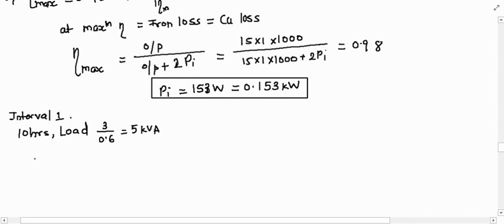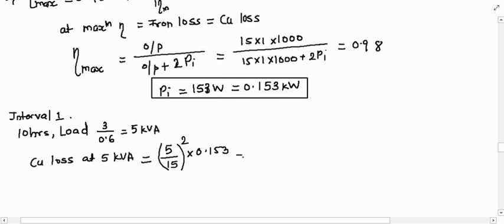Then find out the copper loss at 5 kVA. Directly I will write the copper loss at 15 kVA is 0.153, which equals the iron loss. So what is the copper loss at 5 kVA? This loss is directly proportional to current square, and my kVA is directly proportional to current. So this copper loss should get multiplied by this fraction. So you will get this as 0.017 kilowatt.